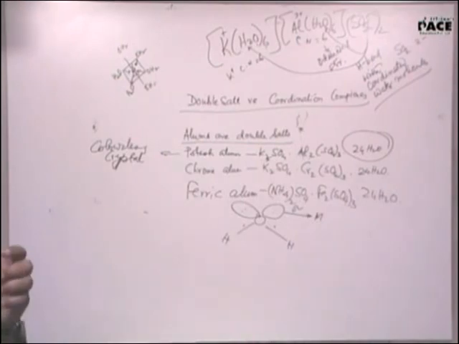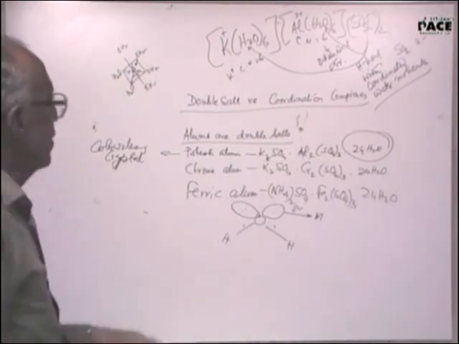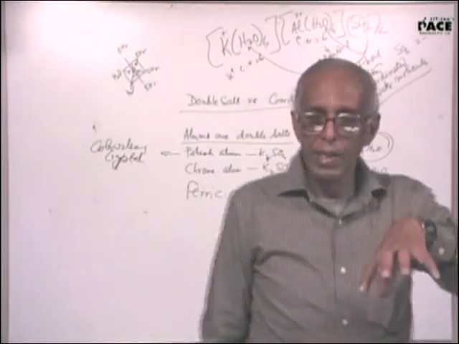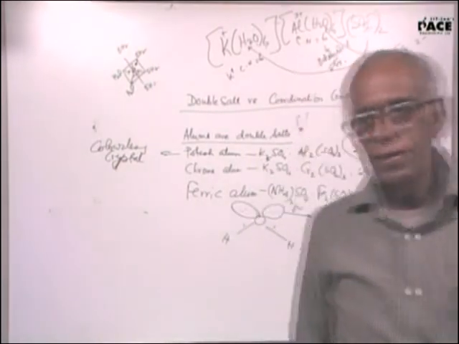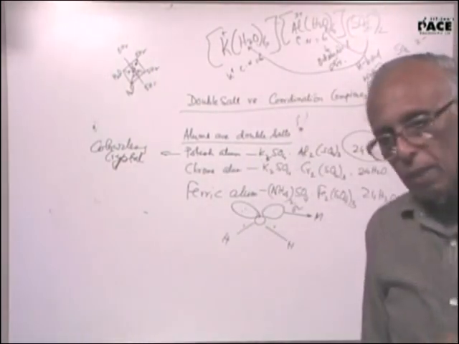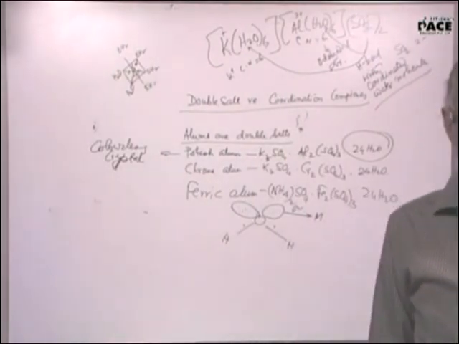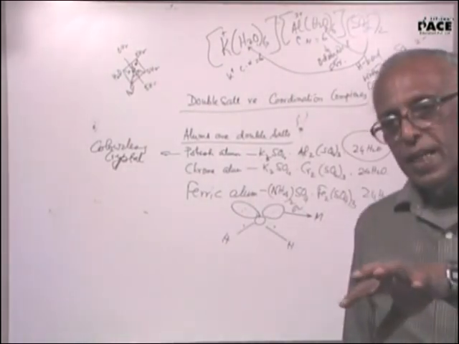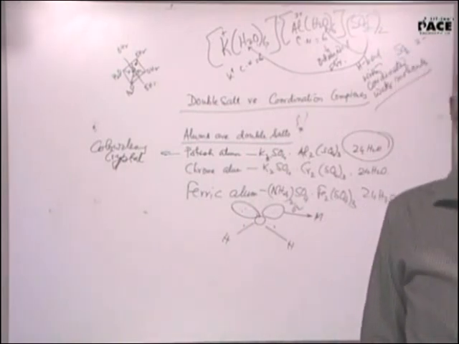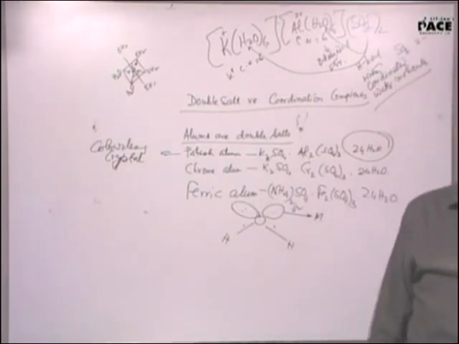So in the crystal, the 6 water molecules are surrounding potassium in an octahedral fashion. 6 water molecules are surrounding aluminium in an octahedral fashion. And the sulfate oxygen is forming a hydrogen bond with the coordinated water molecule.